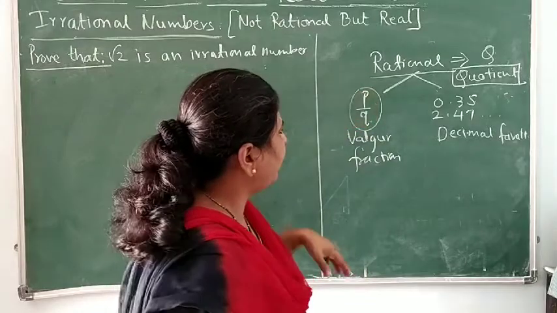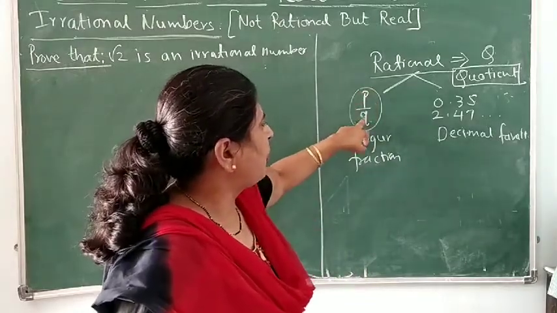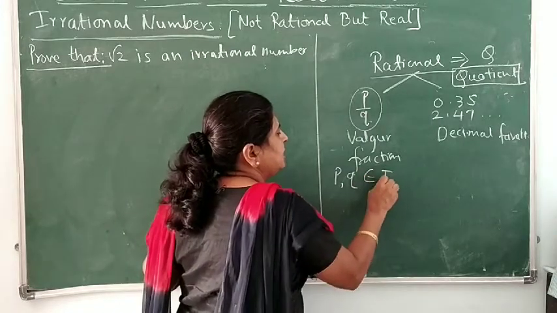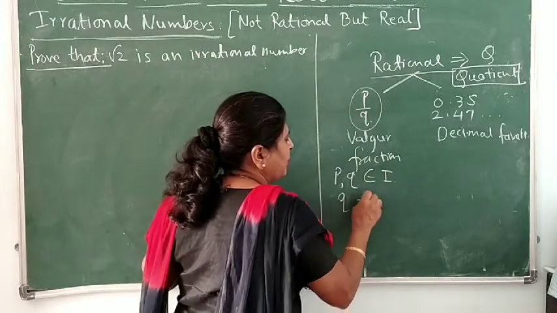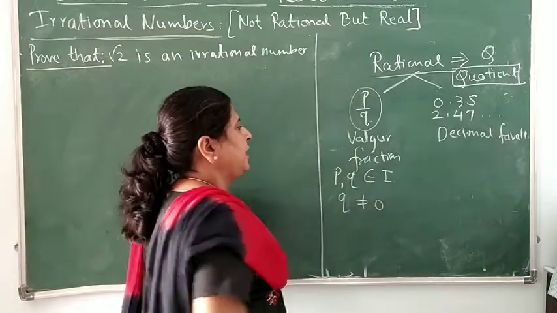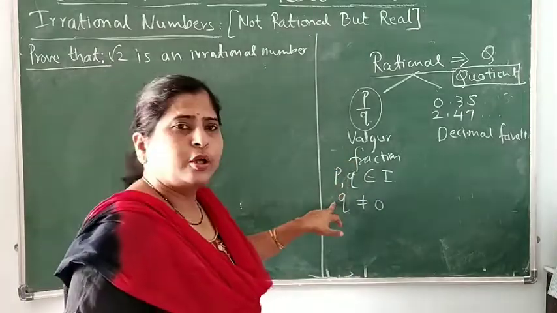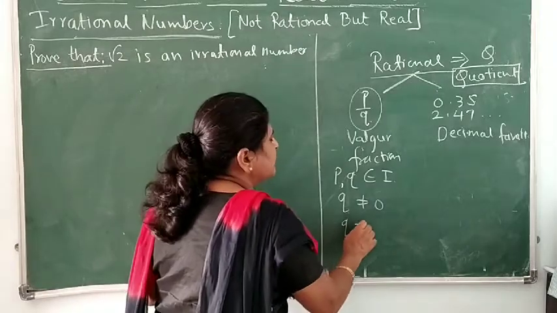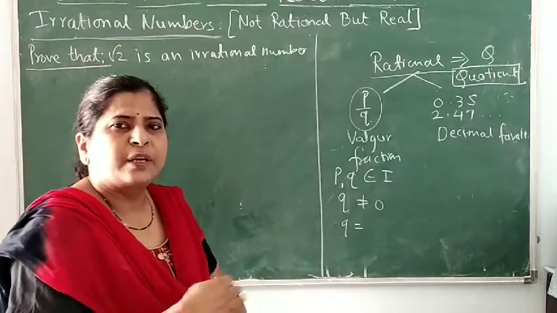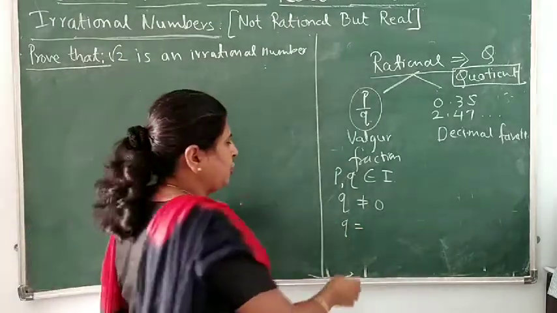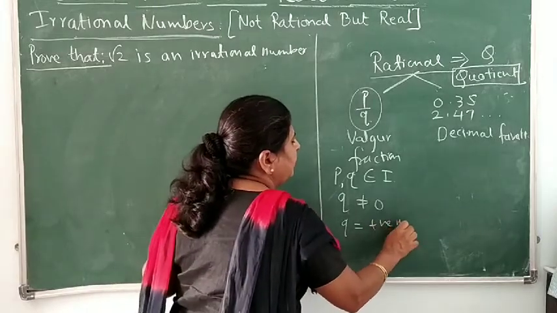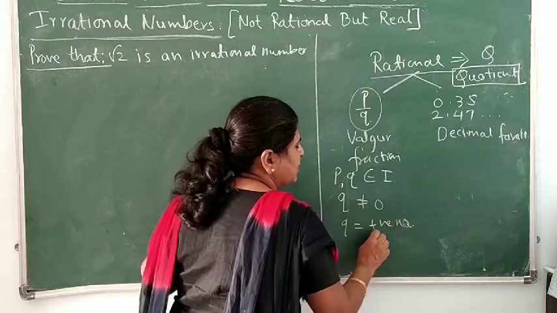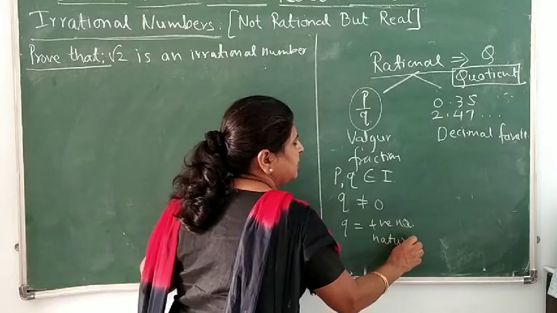When it is a vulgar fraction, it is in P upon Q form, where P and Q both are integers and Q is not equal to 0. We try to write the denominator Q as a positive natural number. If it is negative, it is not wrong, but by convention we write Q as a positive number. We write it in this way.